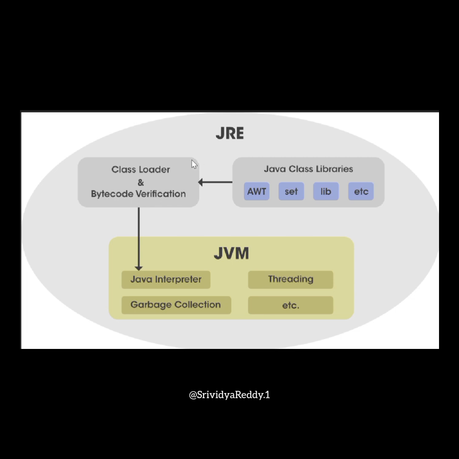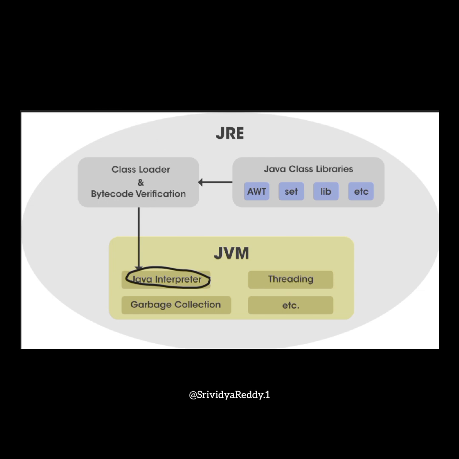And next, coming to class loader and bytecode verification. It is responsible for loading class files and verifying the bytecode for security and correctness. Here, it loads the class files, and next it verifies the bytecode for security and correctness. And next, the Java Virtual Machine is the engine that executes the Java bytecode. It includes the Java interpreter, which executes the bytecode. Next, threading manages multiple threads of execution. And third is garbage collection, which automatically manages memory. These are among the things we have in the JVM.